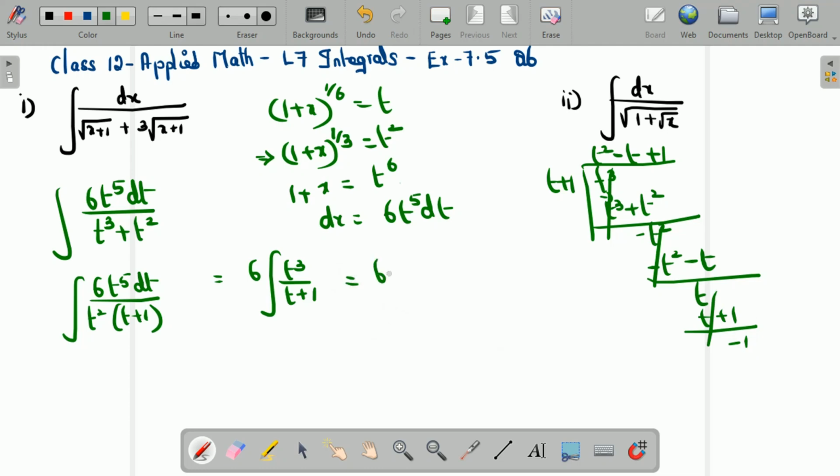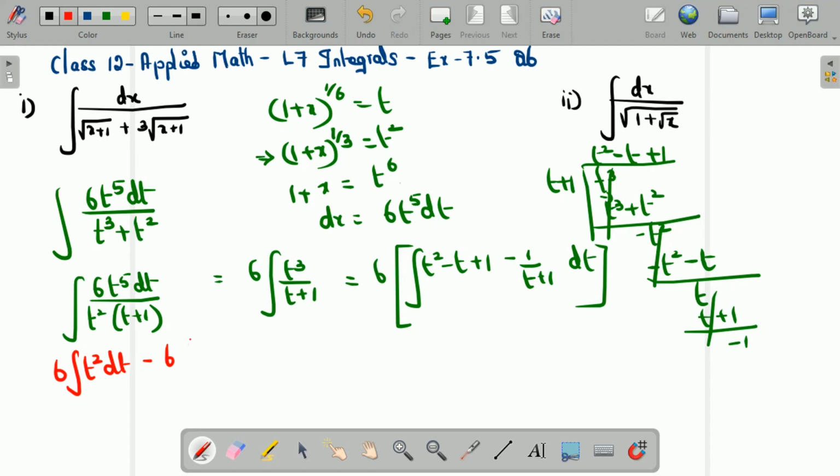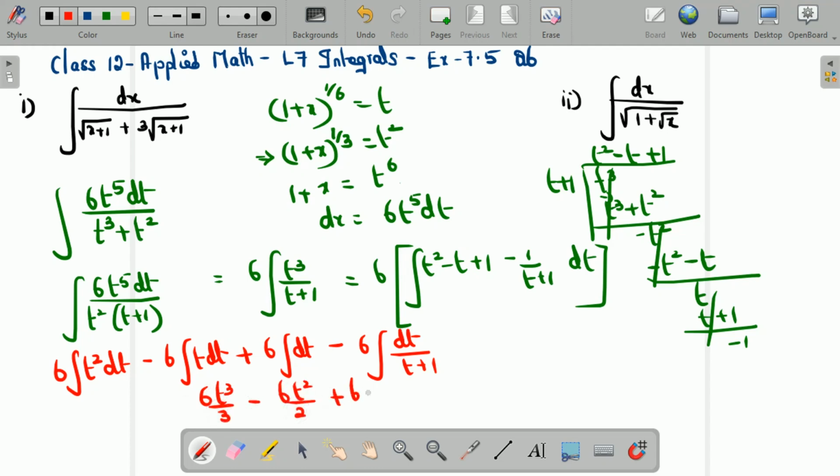So this can be written as 6 into integral of t square minus t plus 1 minus 1 divided by t plus 1 dt. Remember the 6 is for every term. So I am breaking this now as 6 into integral t squared dt minus 6 into integral t dt plus 6 into integral dt minus 6 into integral dt divided by t plus 1. So now you can do 6t cube by 3 minus 6t squared by 2 plus 6t minus 6 into log of t plus 1. So plus c.